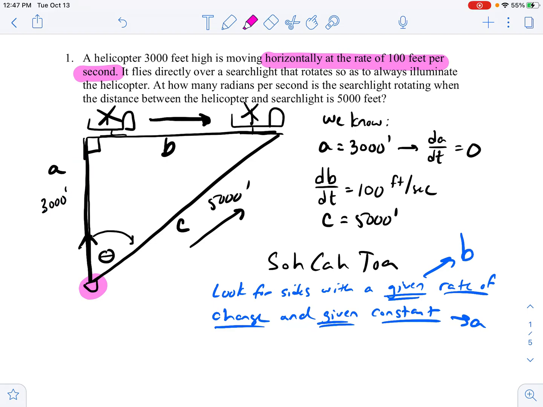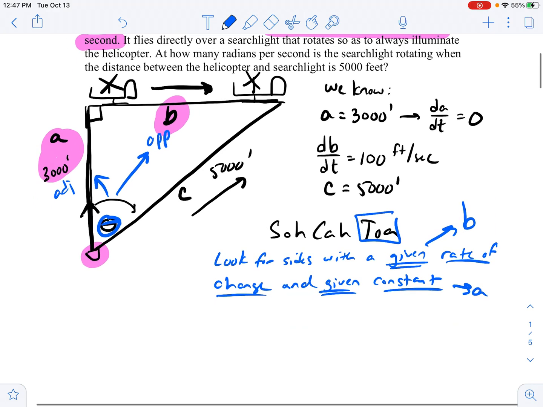So if we come back over to this diagram and I highlight side A and side B, well, in terms of where angle theta is, we're dealing with adjacent and opposite, okay? B is opposite, A is adjacent. So it looks like we're going to be picking up the tangent function for this problem, okay?